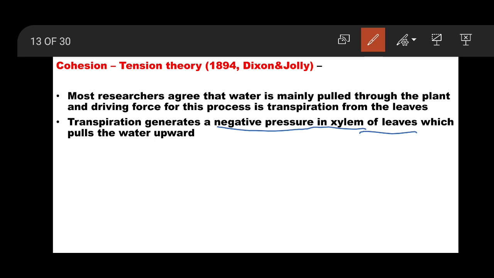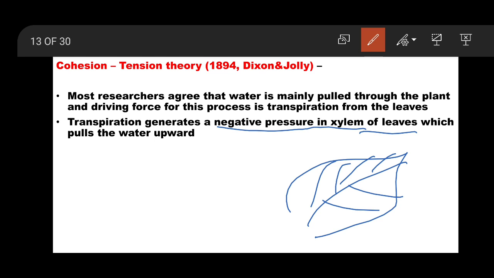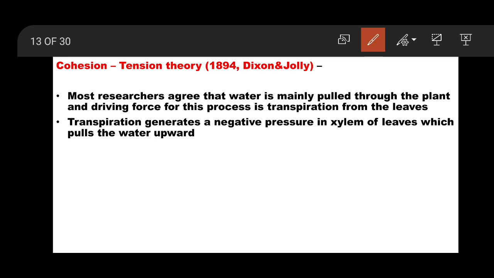So leaves जो है, leaves के अंदर जो भी xylem है उसके अंदर यह negative pressure बनेगा. यानी कि ऐसा समझो कि leaves मतलब आप हैं और आप negative pressure generate कर रहे हो, आप suck कर रहे हो जूस, sucking pressure लगा रहे हो, that is the negative pressure. So xylem of leaves are applying a negative pressure which pulls the water upward.